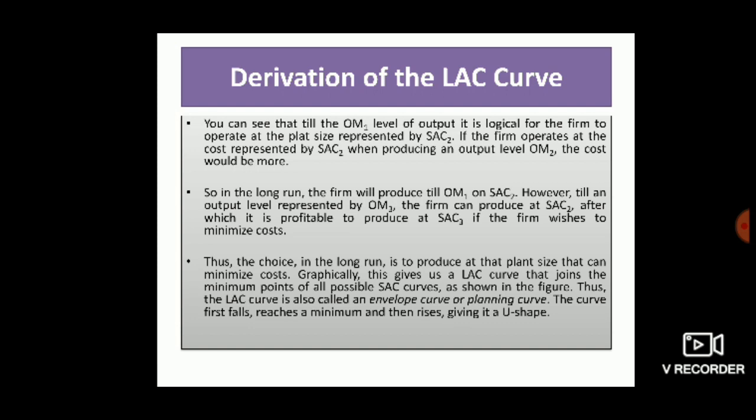The curve first falls, reaching a minimum and then rises, giving it a U shape. That is why I am saying it's an envelope, because it has all types of SAC curve, and we choose which will be the best curve for the production for long run. Okay, so I am going to wind up this video, because I have completed the short run cost curve and the long run cost curve.